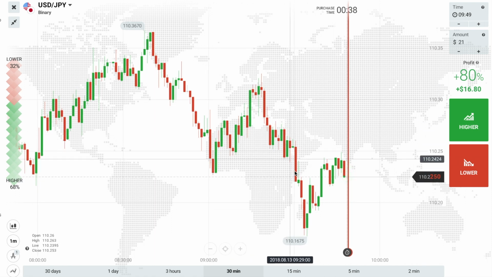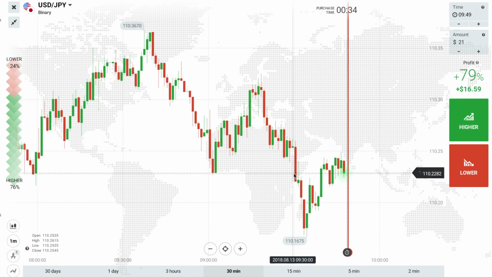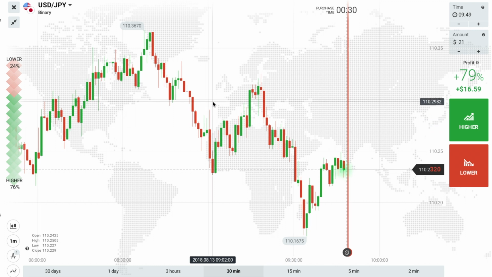Comes down again, I can see this. Okay, I've been doing this for a long time, so I can identify these things fairly easily. But for newer traders, it can be quite confusing. It's a lot more difficult.